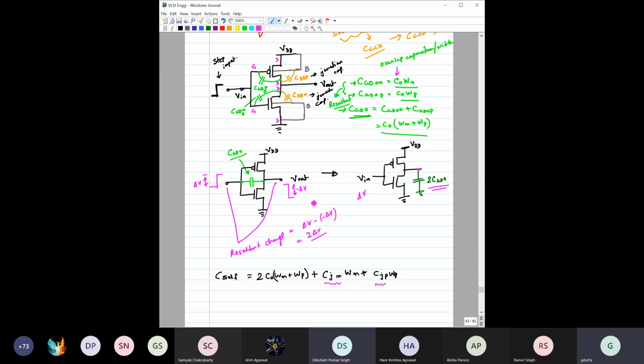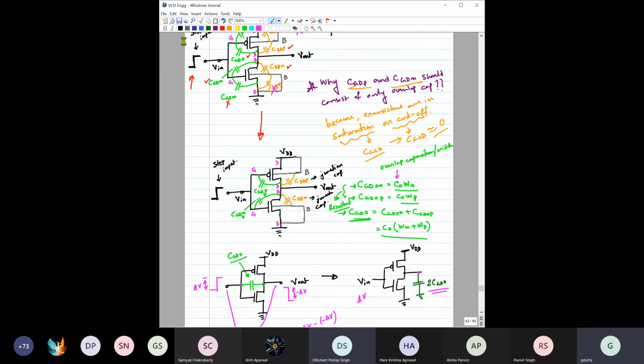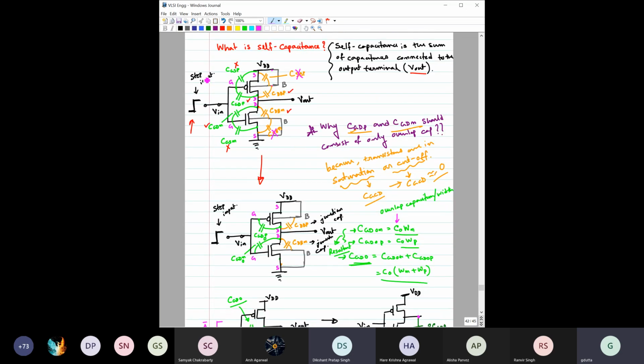So you know now from this analysis that whenever you are considering an inverter, some capacitances which are inherent to the inverter will also be connected with this output terminal. That means those capacitances will load this inverter itself, right? So it's not only the output load this inverter has to drive.